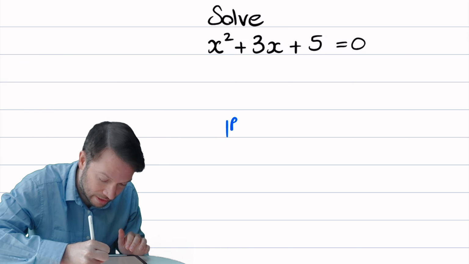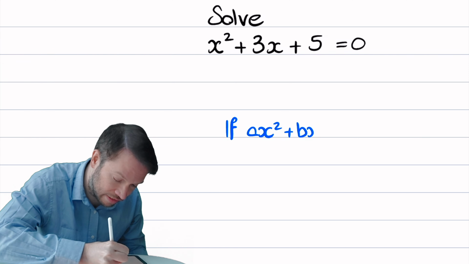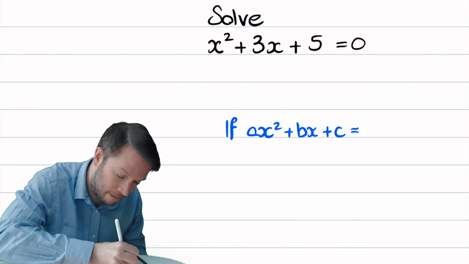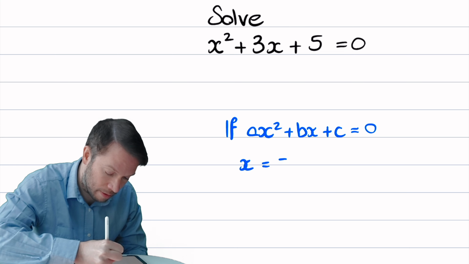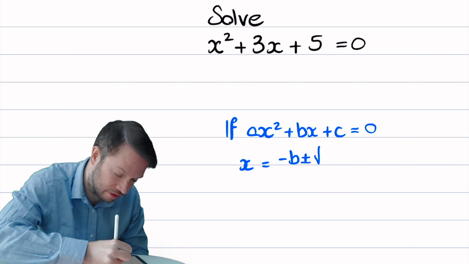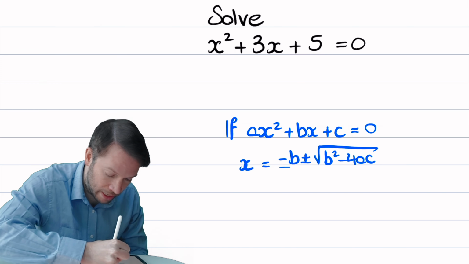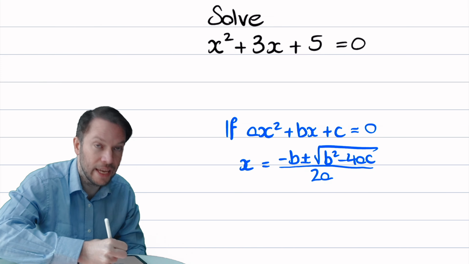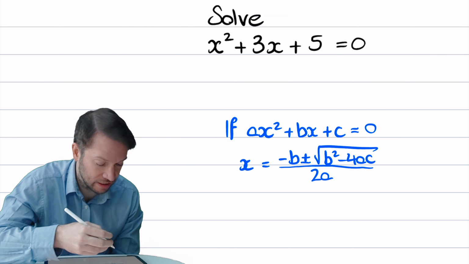So if you had ax squared plus bx plus c equals 0, then the solutions to this equation would be x is equal to minus b plus or minus the square root of b squared minus 4ac all over 2a. And we explore the quadratic formula in a previous video. So do watch that if you're not familiar with the quadratic formula.